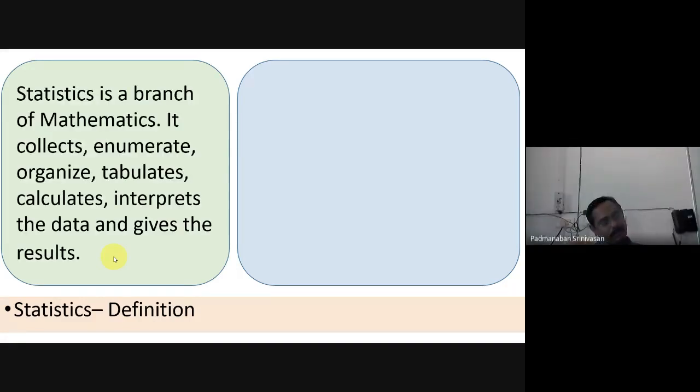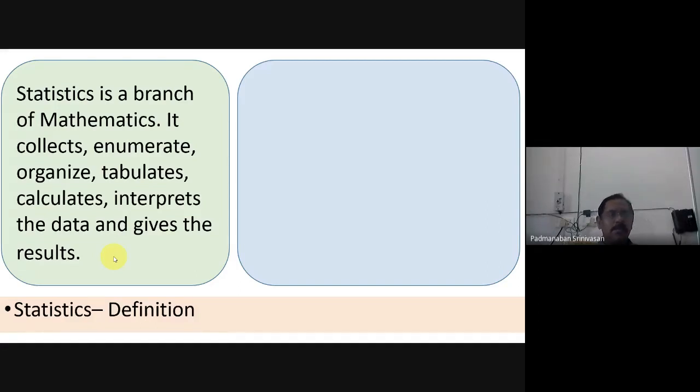Collecting and analyzing data. Very good, Archana. So collecting and analyzing the data. Anyway, I have said it in general terms, and if you put it in an elaborate way, this is the answer. Statistics is a branch of mathematics. It collects, enumerates, organizes, tabulates, calculates, interprets the data, and gives the results. So this is the full meaning of statistics.